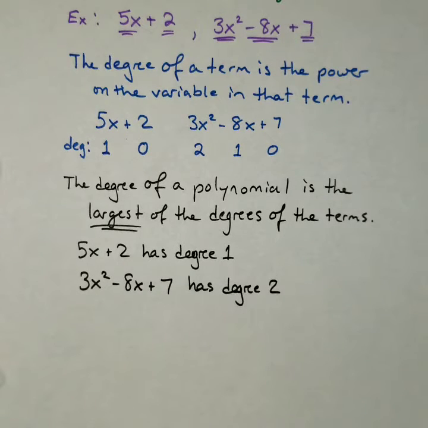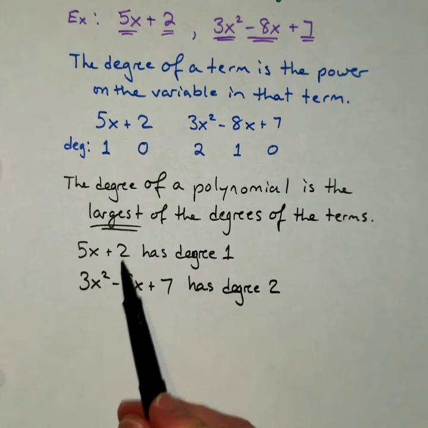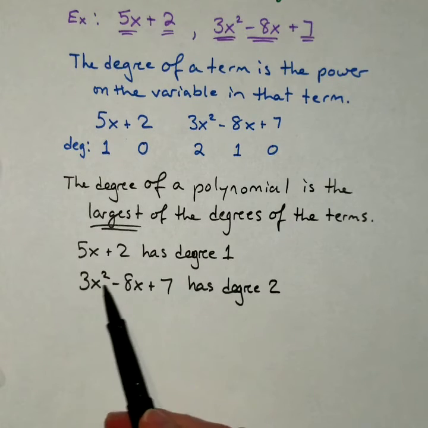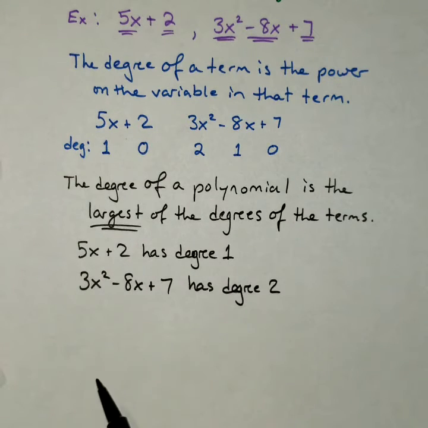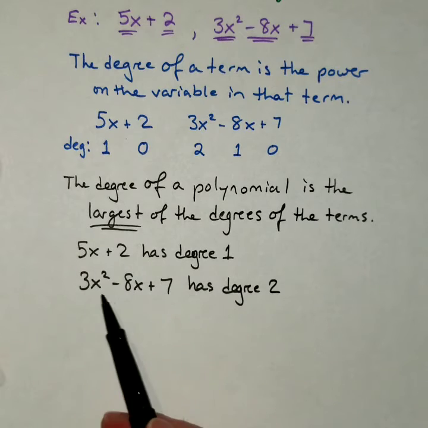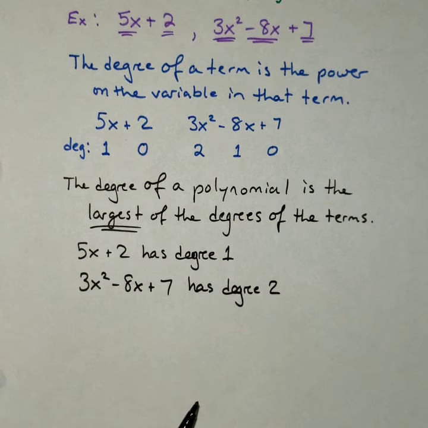Okay. So individual terms have their own degree. It's the power on the variable, and each polynomial has its own degree, and that's the largest of the degrees of the terms.